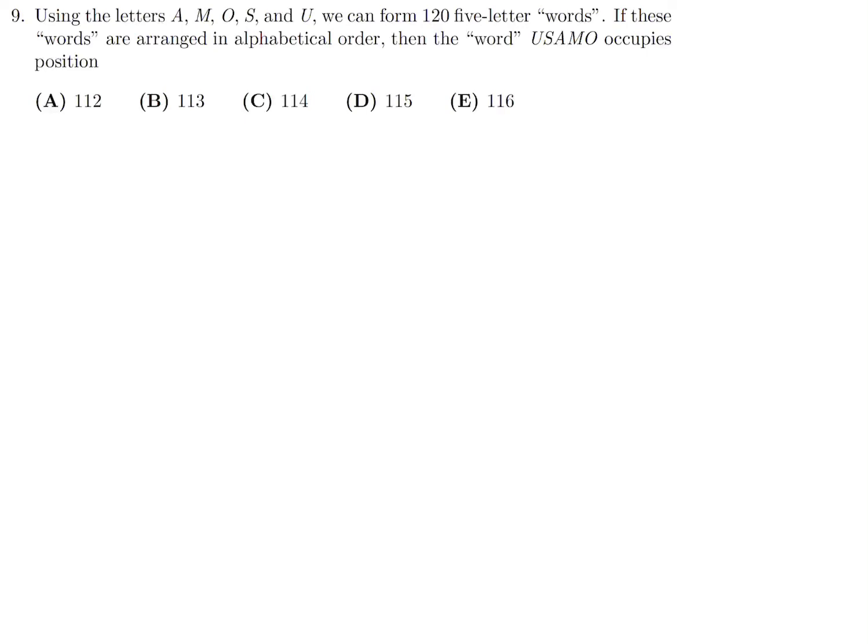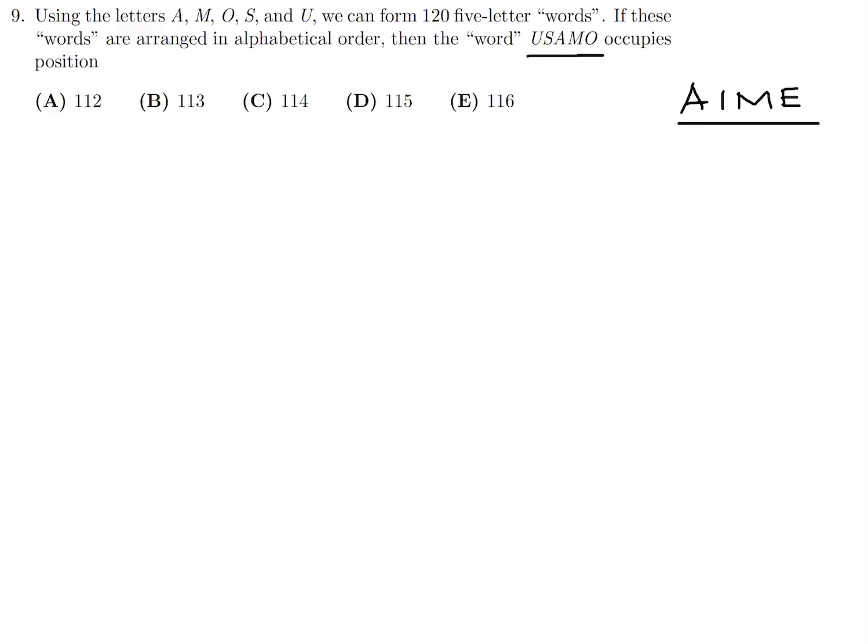Using the letters A, M, O, S, U, we can form 120 5-letter words. If these words are arranged in alphabetical order, then the word USAMO occupies the position. For those of you that don't know, USAMO is the United States of America Mathematical Olympiad. So that is a competition you go to if you've done very well on competitions such as the AMC 10, AMC 12, and the AIME, American Invitational Math Exam. Okay, just a little aside there.